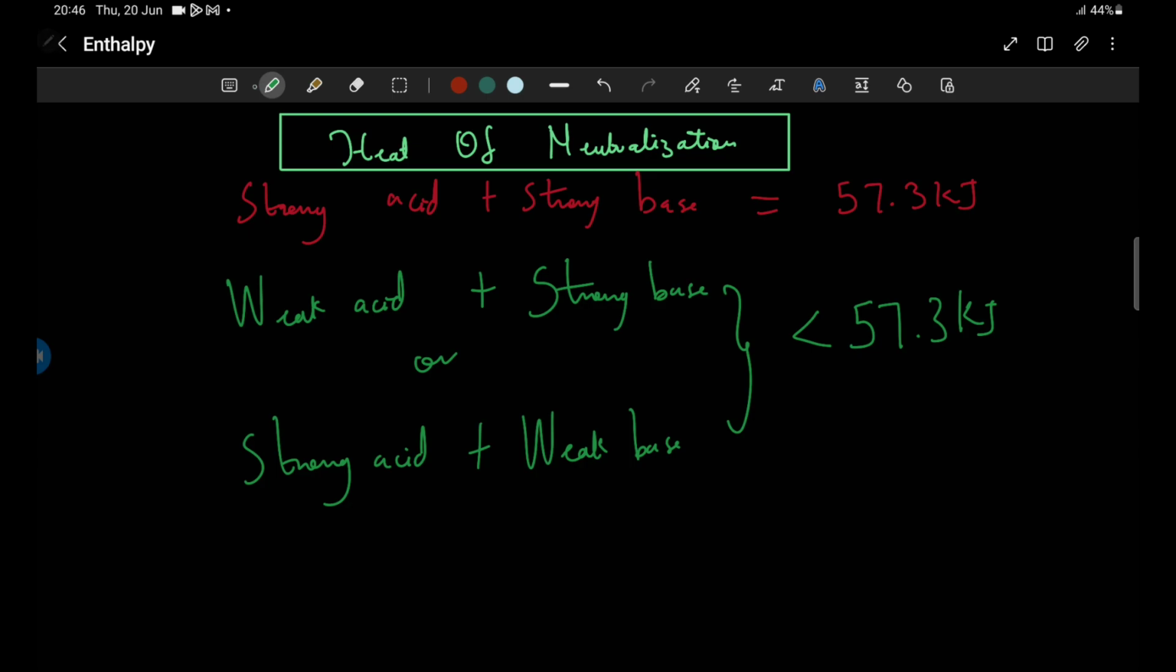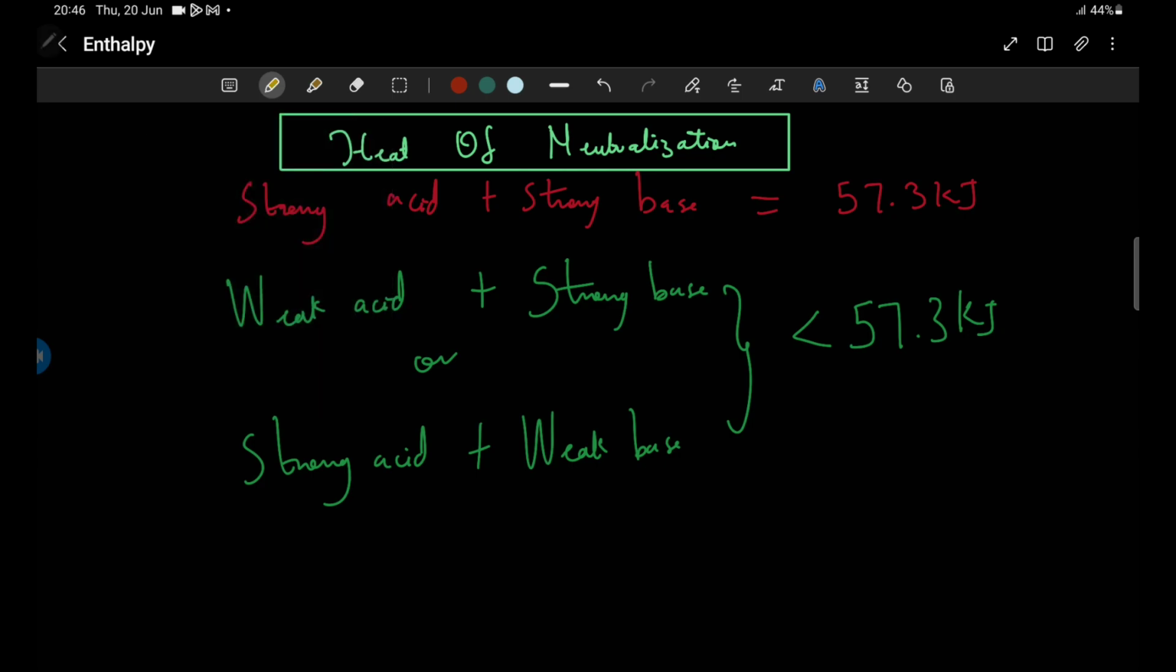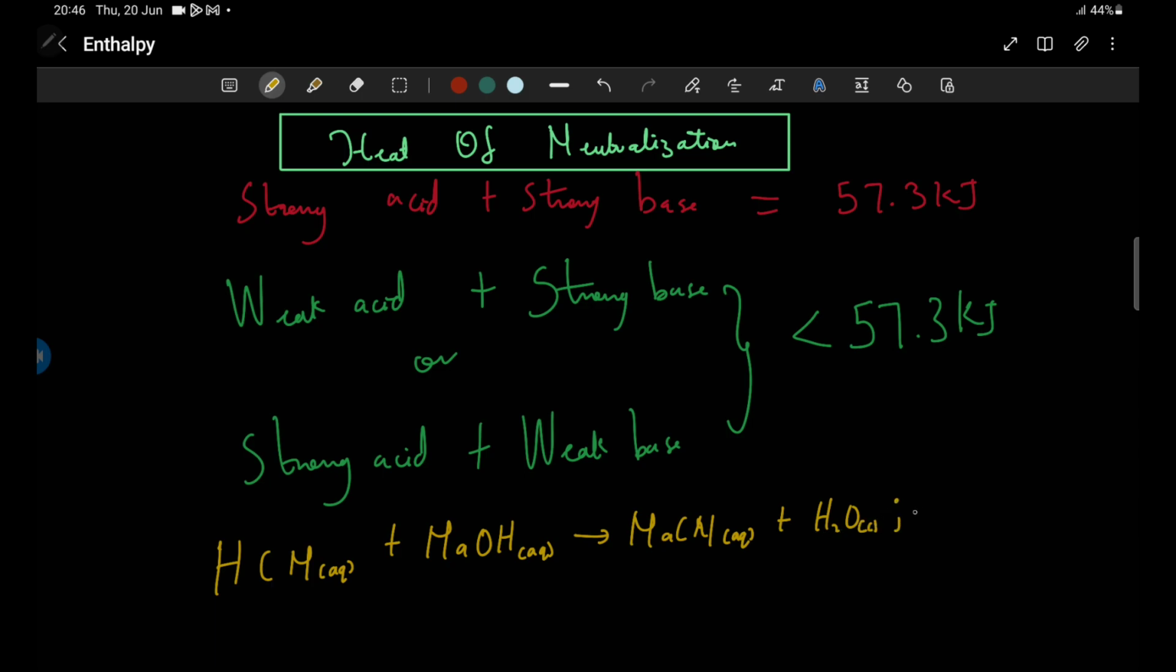Typical example of that is hydrogen cyanide reacting with sodium hydroxide. So hydrogen cyanide is the weak acid right here, and then this is the strong one. So you have sodium cyanide and 1 mole of water, which is liquid. So in this case, the heat of neutralization is minus 12 kilojoules per mole.